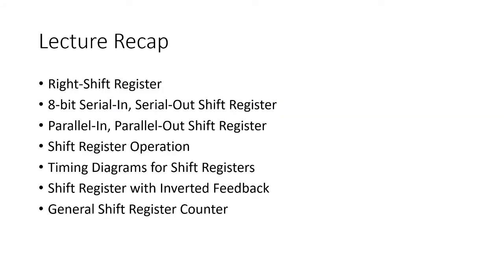But just to recap, we talked about right bit shift registers. We looked at an example of an 8-bit serial shift register. We looked at a parallel shift register. We sort of took it apart and unpacked it. We looked at its operation. We got its characteristic equations. We looked at the timing diagram for that shift register. And then we looked at inverted feedback and then generalized that to say, this is the basic general structure of a shift register counter. Any questions from the PowerPoint before we take a look at some Verilog stuff?